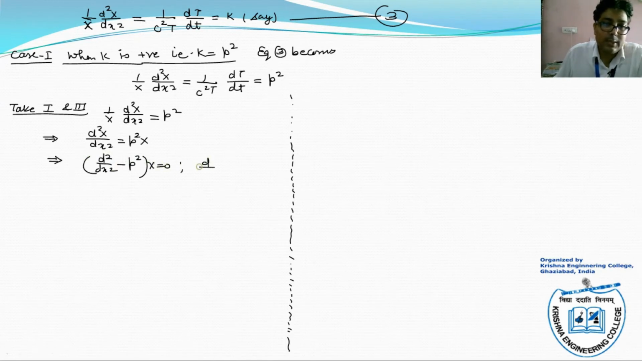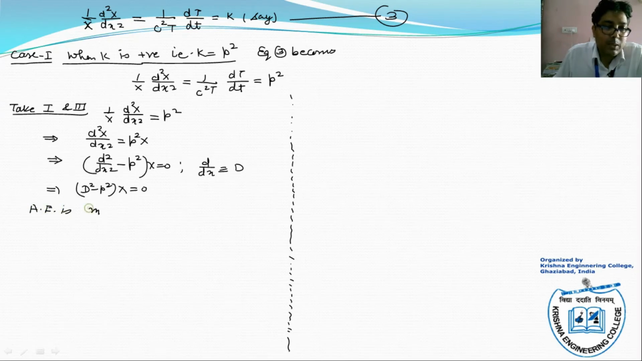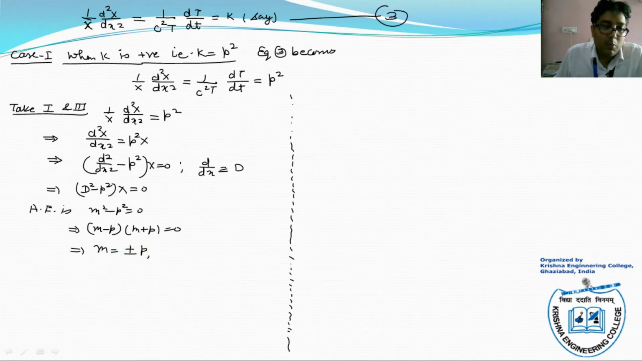Let us take d over dx is equal to capital D. So this becomes d square minus p square into capital X is equal to 0. This is the ordinary differential equation with constant coefficient. So the auxiliary equation is m square minus p square is equal to 0. Factorize this, m minus p into m plus p. Clear? So we get the two values of m, plus minus p. Both values of m are real and distinct.